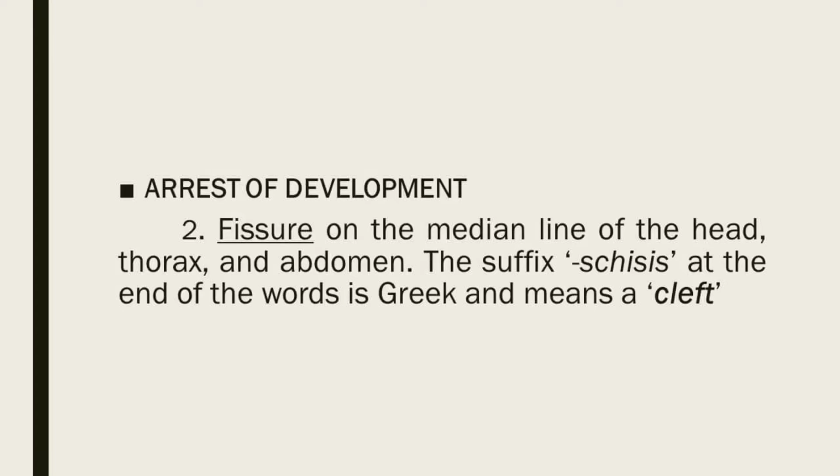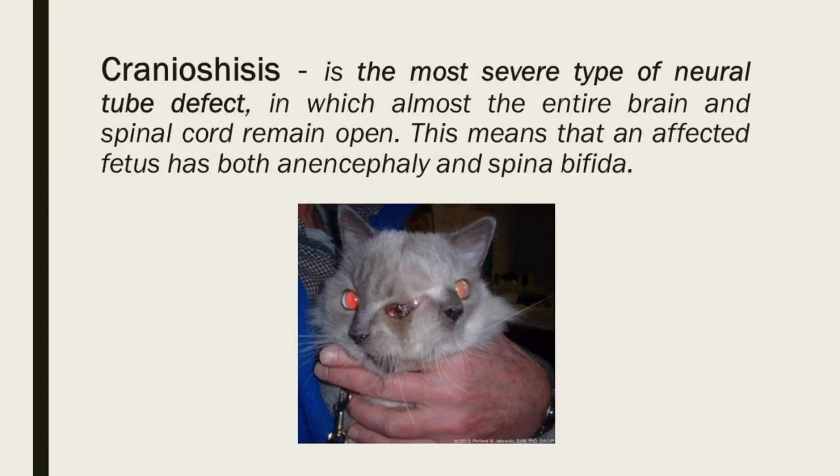Fissures are on the head, thorax, and abdomen's median line. The Greek suffix "schisis" at the end of the nouns implies cleft. The first abnormality under fissures is cranioschisis. Cranioschisis is a neural tube defect involving the skull. In this defect, the cranium fails to close completely, especially the occipital region. Thus, the brain is exposed to the amnios and eventually degenerates, causing anencephaly.